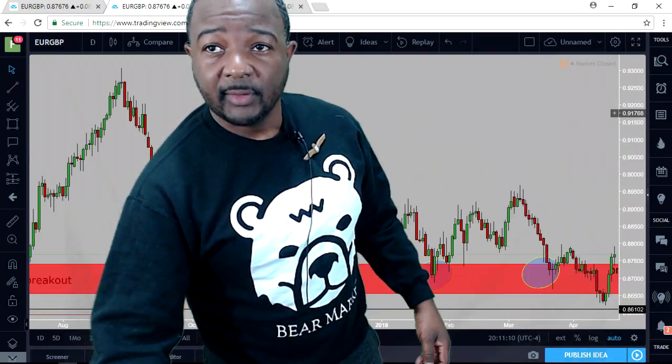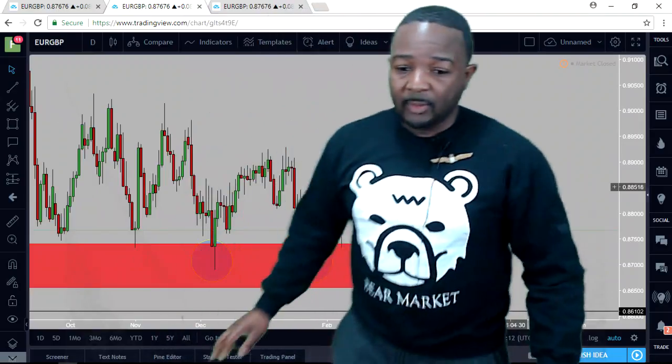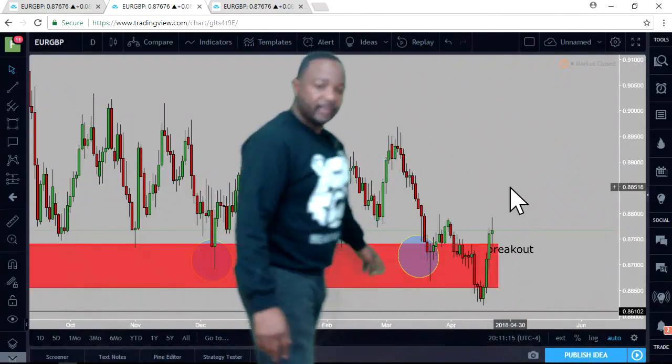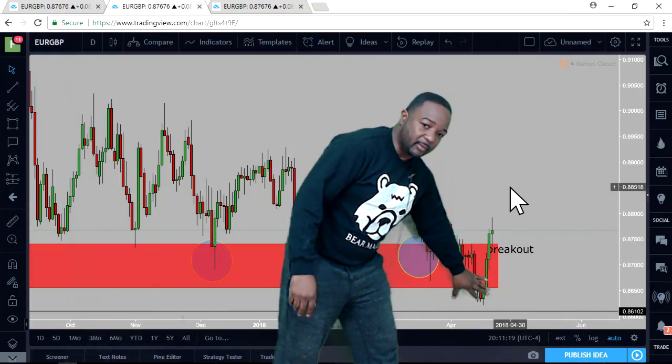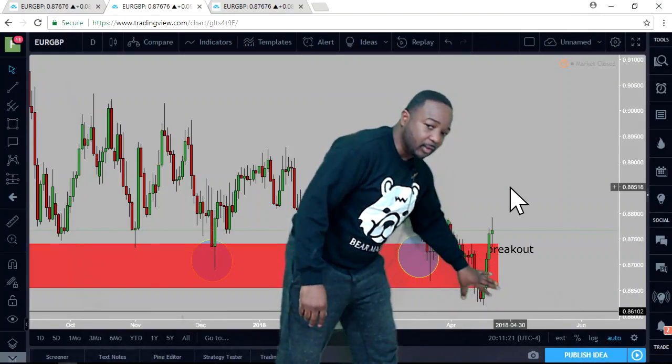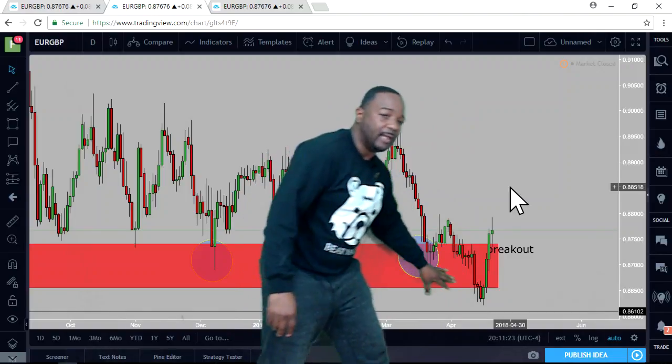Remember, let's look over here. Okay, so right around this level, this is the move on the weekly time frame that I'm talking about right here. This is the move right here. Why did the market stop right there?